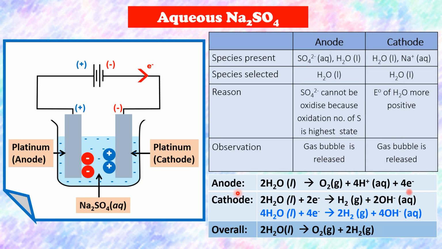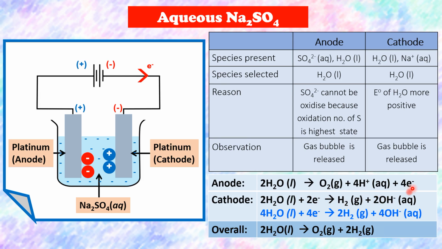This is the half equation at the anode and at the cathode. At the anode, water undergoes oxidation and releases oxygen gas, 4H+ ion and 4 electrons. At the cathode, water undergoes reduction by gaining 2 electrons and releases hydrogen gas and 2 OH-.